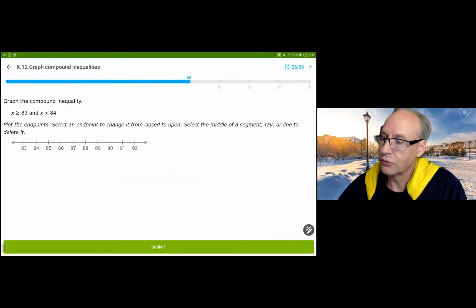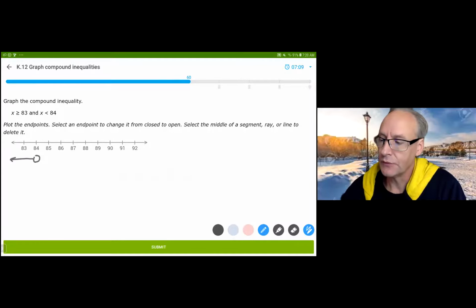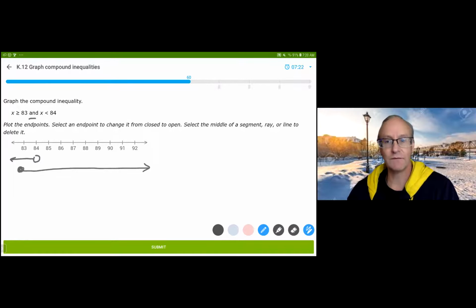We want x greater than or equal to 83, and x is less than 84. I'm going to go ahead and put in the parts here. So we want x is less than 84, like so, and we want x is greater than or equal to 83, which is this guy. And we want them both to be true. The "and" says that they both have to be true.